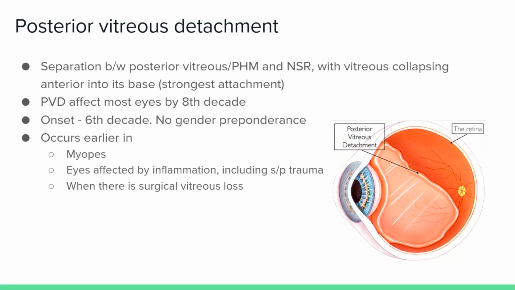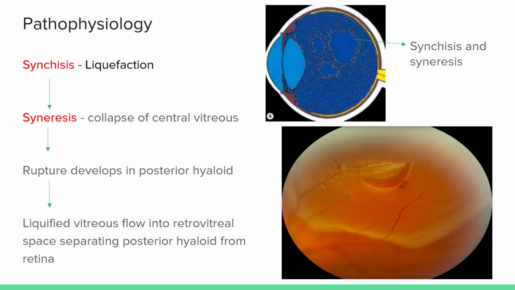Now PVD affects most eyes by the 8th decade, but usually the onset is by the 6th decade. There is no gender preponderance. It occurs earlier in myopes and in eyes affected by inflammation, including status post trauma, and when there is surgical vitreous loss. Pathophysiology of PVD is firstly by liquefaction or synchysis, and then later by syneresis, which is collapse of central vitreous. It leads to rupture of the posterior hyaloid, which pulls the vitreous, and the liquefied vitreous flows into the retrovitreal space, separating the posterior hyaloid from the retina.